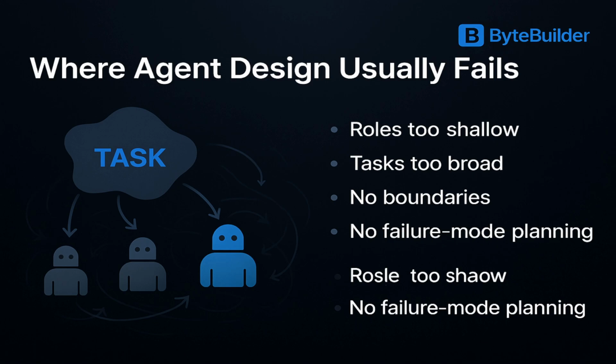And finally, almost no one includes failure mode planning. That means the agent has no way to recognize when it's outside its expertise or when it should stop, ask for clarification, or hand off the task. In short, broad tasks, shallow roles, missing boundaries, and no safety rails. This is why agents collapse into generic, unreliable behavior.